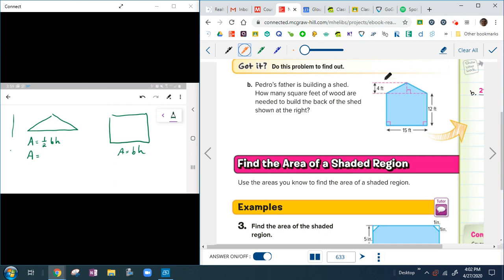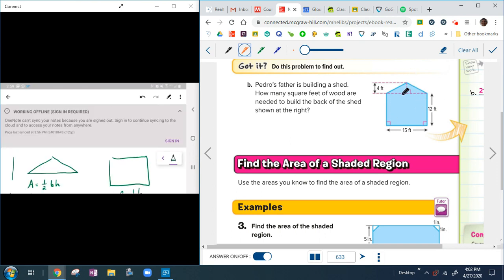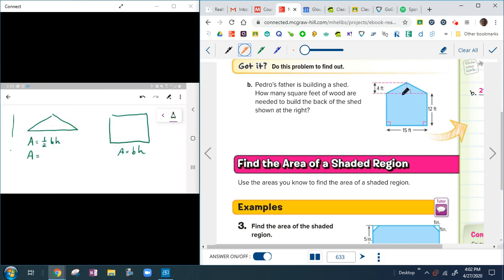Look over on the picture here. What I need to do is find my base and my height. Now, this isn't labeled, right? But if I look across the way here, I know a length that's equal to it, and that's 15. So now I know that that's going to be 15. And my height is labeled here. That meets at a right angle to that guy there. So my base and height are 15 and 4.